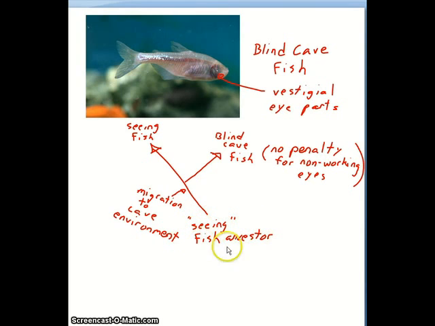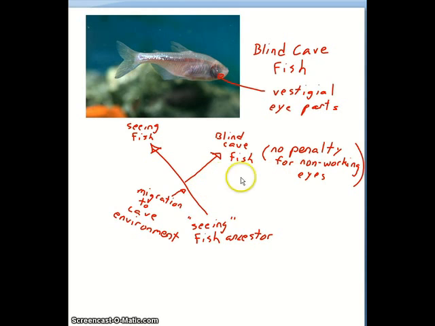We have a seeing fish ancestor, a fish ancestor with functioning eyes that was living in waters where there would be light, so vision would be useful and adaptive. And then some of those individuals migrate to the cave environment and are able to make a living there. But of course, in the dark environment, eyes don't give you an advantage anymore, right? So here we see the branching off to the evolution of the blind cave fish. And again, just like the cormorant, there's no penalty. When you're in a darkened cave, there's no penalty for any variations that make your eyes non-functional.